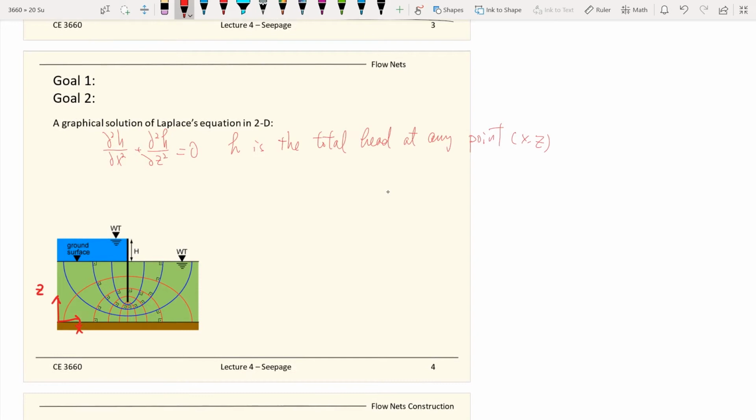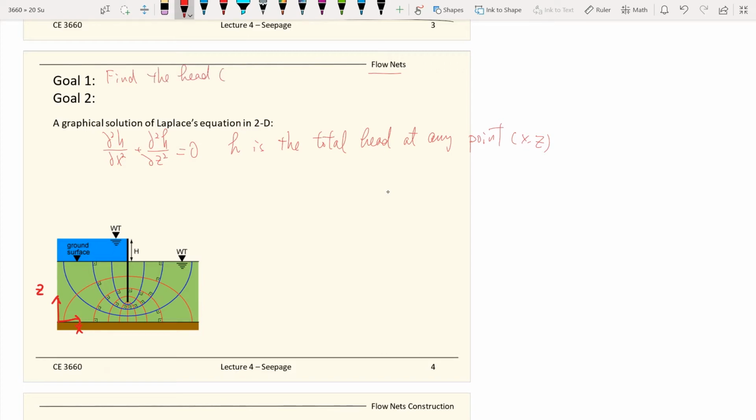So with the use of the flow net, we try to achieve two goals. Using the flow net with the Laplace equations, you can construct this flow net. We talk about how to construct this flow net, which means by the time you draw out the flow net, you solve for the Laplace equations, and after that, you can achieve two goals. First, it enables you to find all the heads.